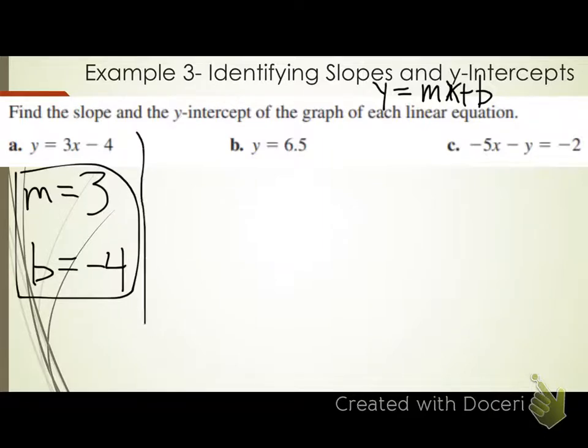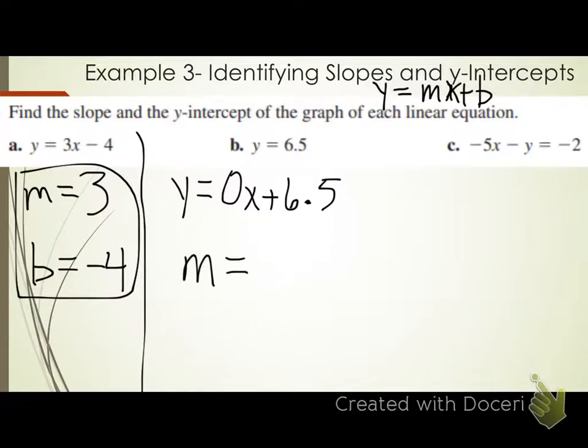Okay. Letter B, y equals 6.5. Is that in slope-intercept form? No. Are you sure? It is. How could I technically rewrite it being in slope-intercept form? You can put plus 0. Very good. I can put y equals 0x plus 6.5. And that's slope-intercept form, right? Yep.